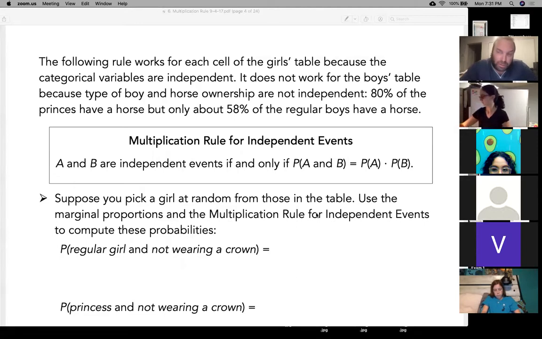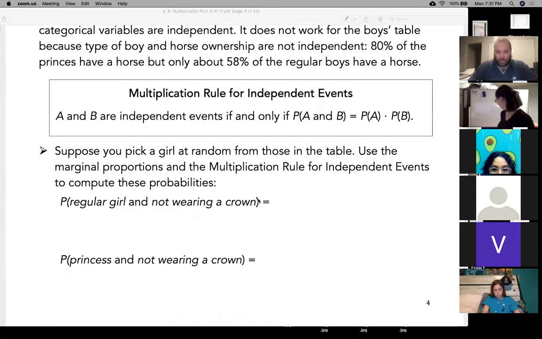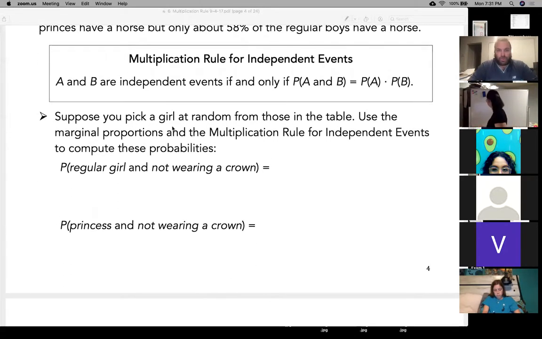If you really want to know, I'll be more than happy to stay after and explain, but it's a little complicated. But if you trust this formula for when A and B are independent, this tells you why this times this gives you the inside square. Okay? So suppose you pick a girl at random from those in the table. Use the marginal proportions and the multiplication rule for independent events to compute these probabilities. What is the probability of a regular girl not wearing a crown?